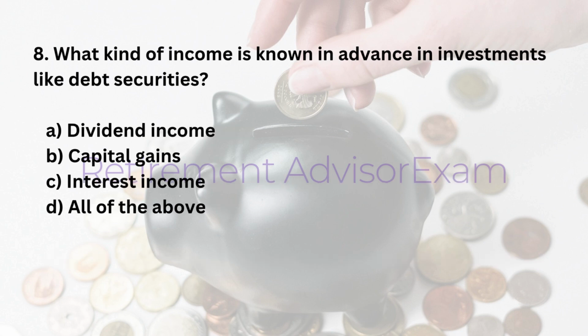8. What kind of income is known in advance in investments like debt securities? A. Dividend income. B. Capital gains. C. Interest income. D. All of the above. Answer: C. Interest income.